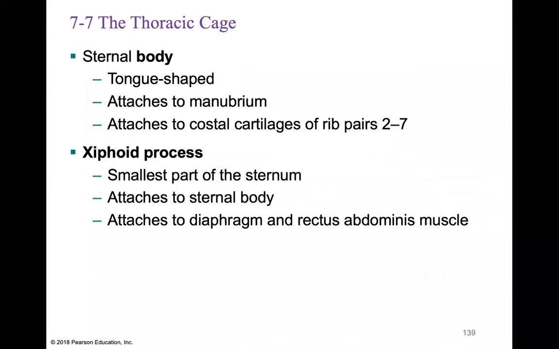The body is a tongue-shaped structure of the bone. It attaches to the manubrium, and it also attaches to the costal cartilages of rib pairs 2 through 7. The xiphoid process is the smallest part of the sternum. It attaches to the sternal body. It also attaches to the diaphragm and the rectus abdominis muscles. The diaphragm is going to form the floor of the thoracic cavity and is your primary breathing muscle. The rectus abdominis muscles, this is what we commonly refer to as your 6-pack abs.